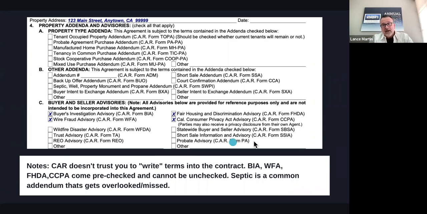Short sale information and advisory. This is a little different than the short sale addendum up here.